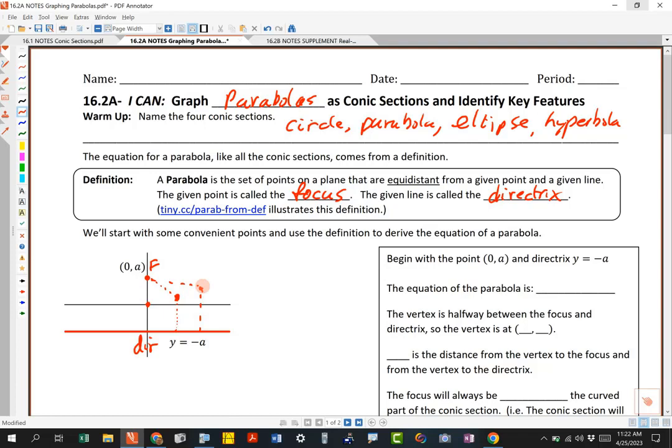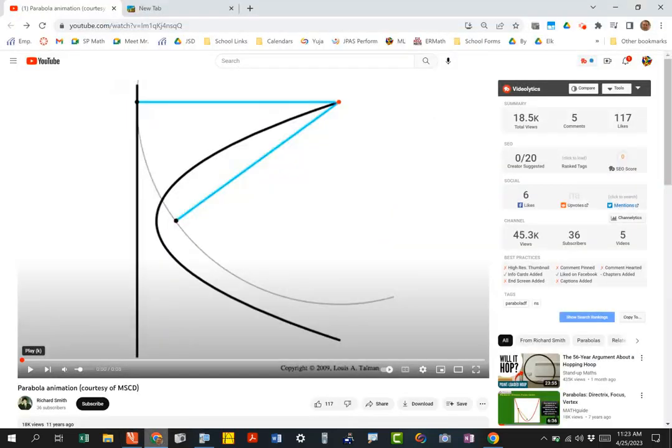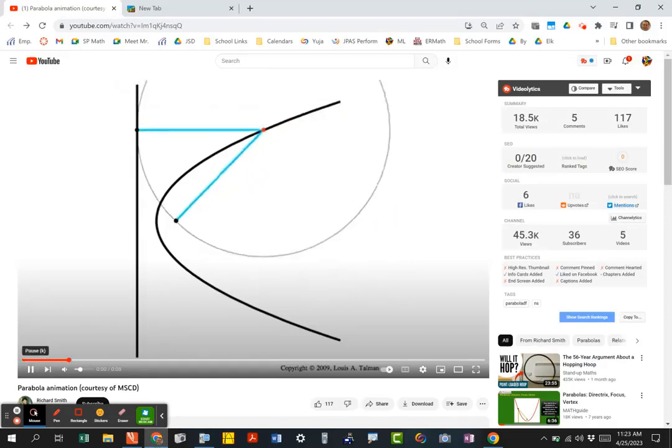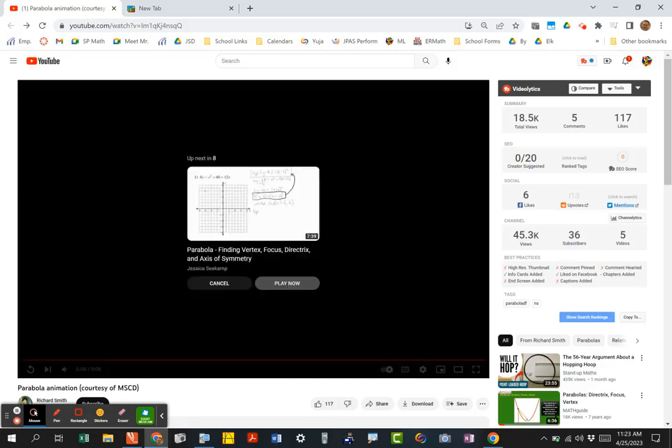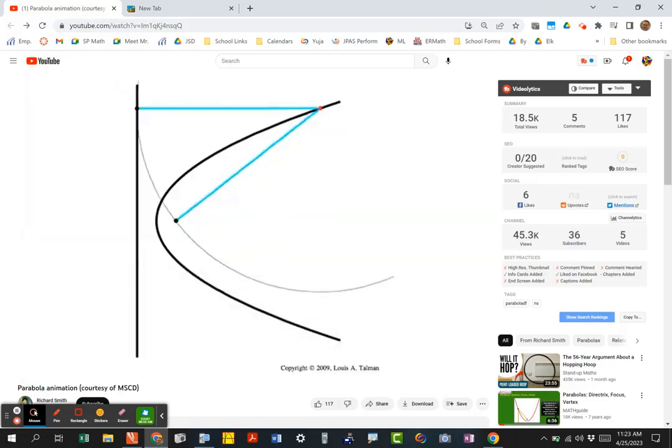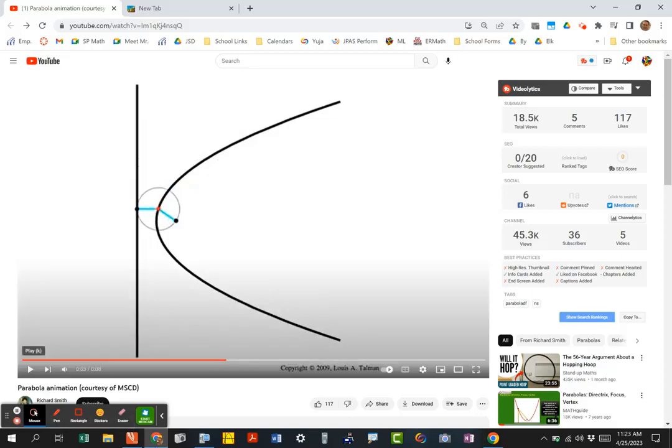So I'm going to show a really quick animation for this, and then we'll come back and derive what the equation would be. So I'm going to flip over here. I've got this already up, and I'm just going to hit play. So you can see that circle, each one of those blue lines is a radius. Hold on, I'm going to play it again. Okay, so let me back up.